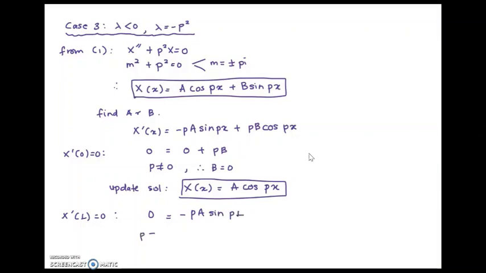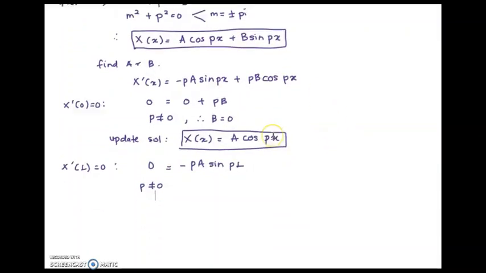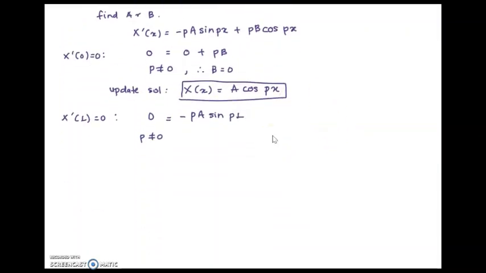So again, P cannot be 0. And then A cannot be 0 as well, because if a is 0, then we don't have the solution. This is our current solution. If a equal to 0, then x going to be 0, then everything will be 0. So a cannot be 0, and then what's left is just this sine PL here. So therefore sine PL need to be 0.